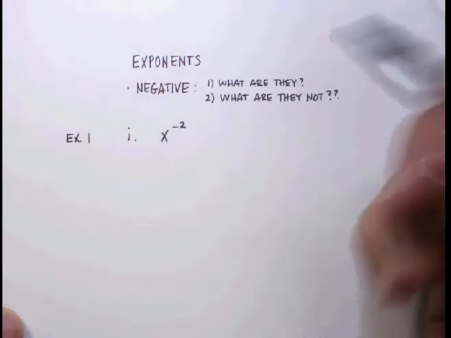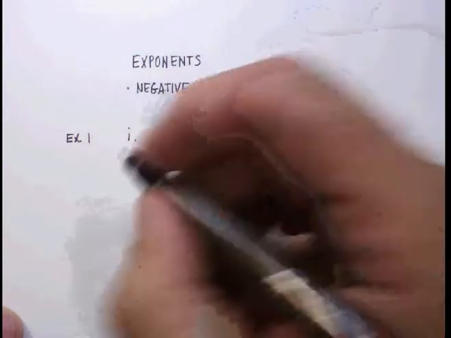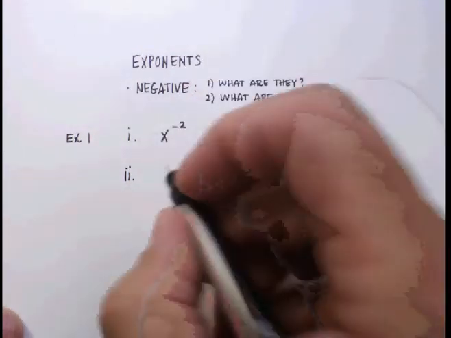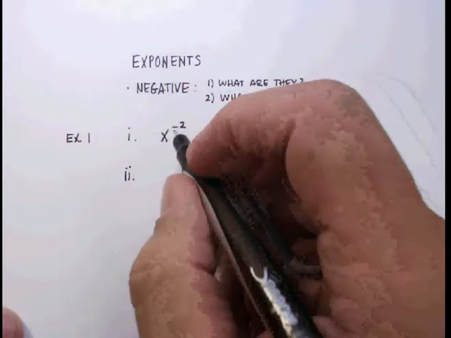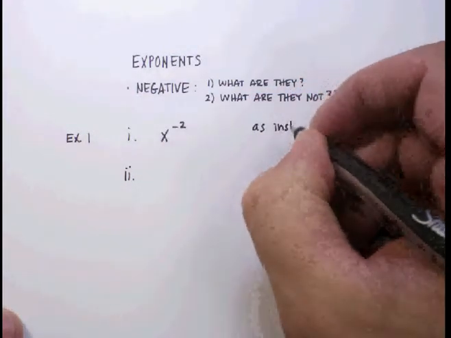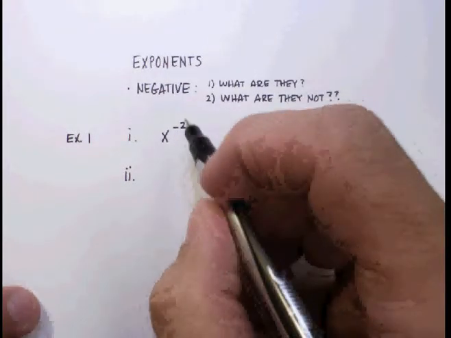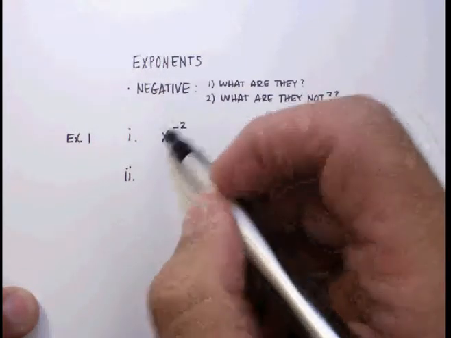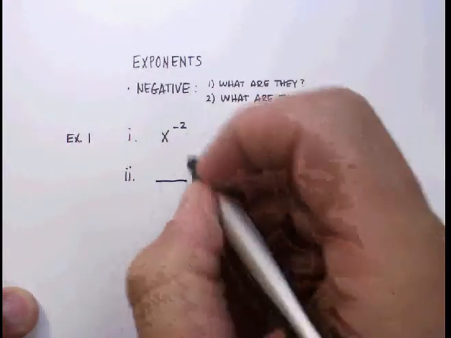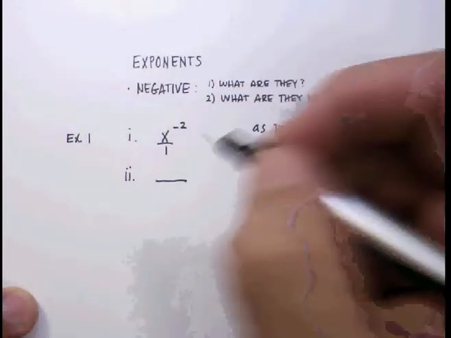Basically, it's pretty easy. A negative exponent is just an exponent that has a negative number in front. Now, the question is, what does it tell you to do? Think of a negative exponent as an instruction. The instruction is saying, take the x to the negative 2 and put it on the opposite side of whatever fraction it exists in.